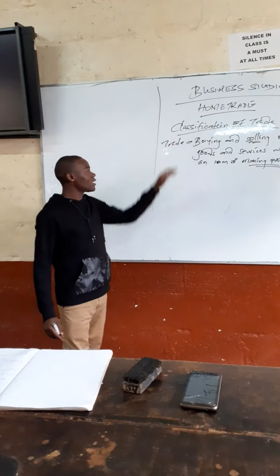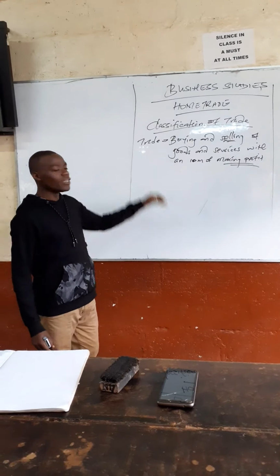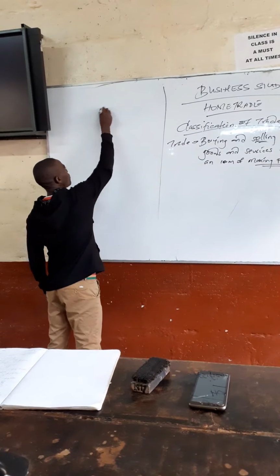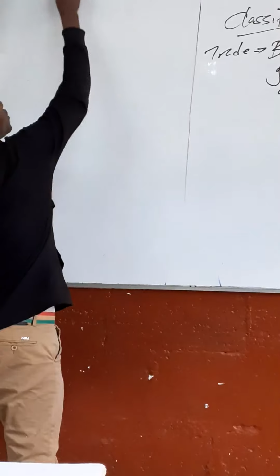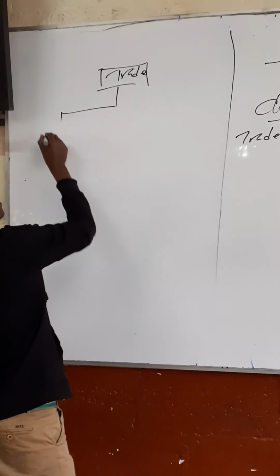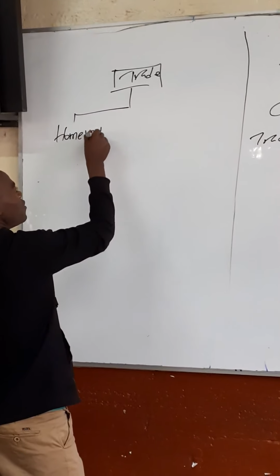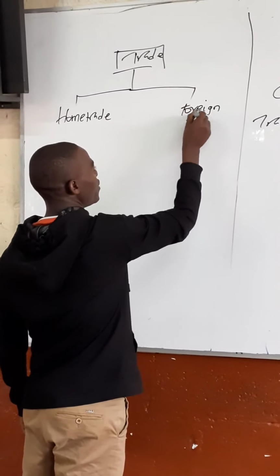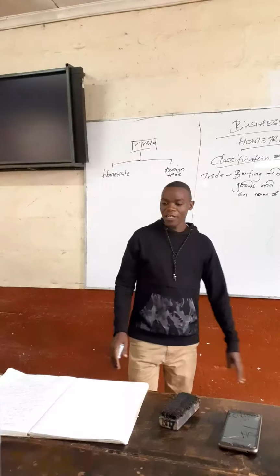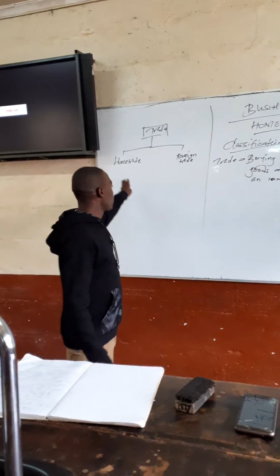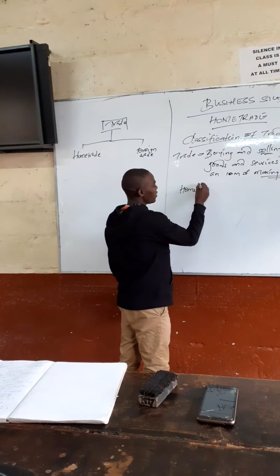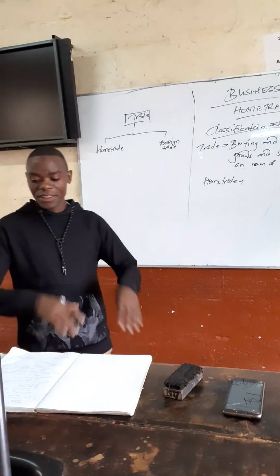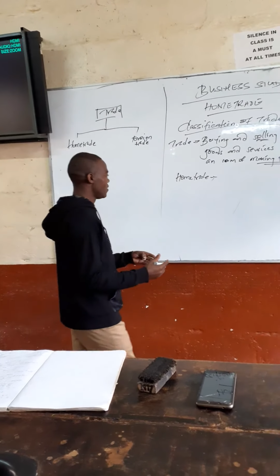So when we look at the classification, the classes, trade is classified into two major categories. We have the home trade and you have the foreign trade. Home trade and foreign trade. If we look at home trade, this is the trade which is carried out within the country's boundaries.